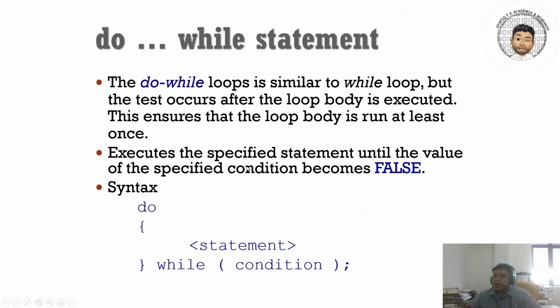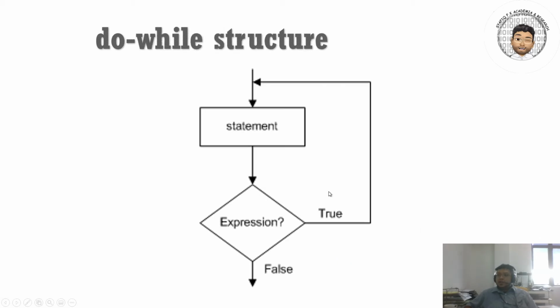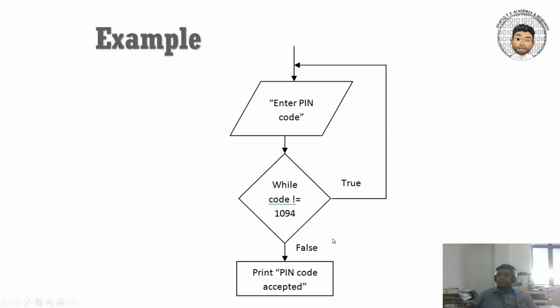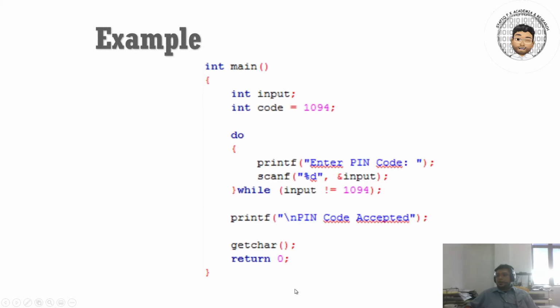Okay, so next one is do while. Do while is almost the same as while. The do while loop is similar to the while loop, but the test occurs after the loop body is executed. That means you do the statement first and after that, the condition is checked. So for example, enter pin code. While code is not equal 1094, if it's true, it will repeat. Once it becomes false, pin code accepted. So in do while, you can see you have the statement first before the condition.